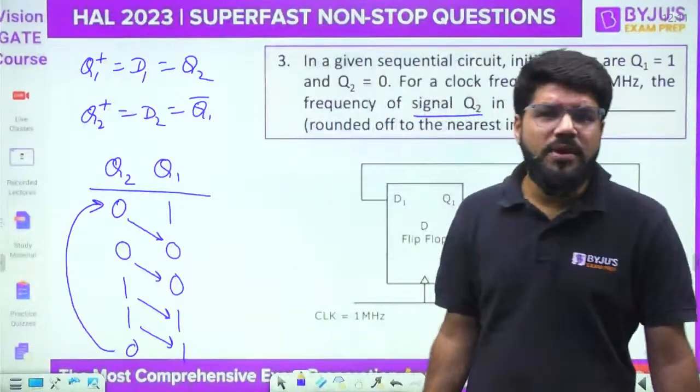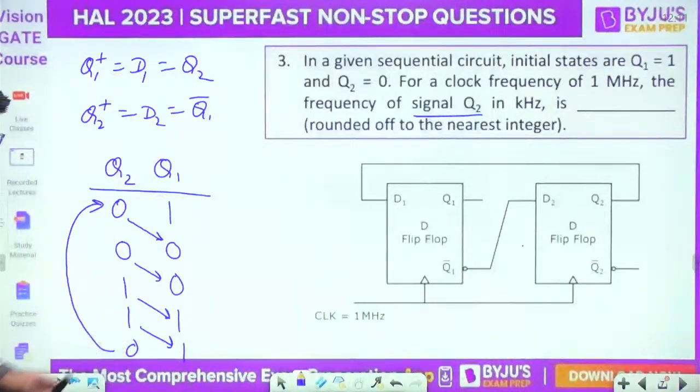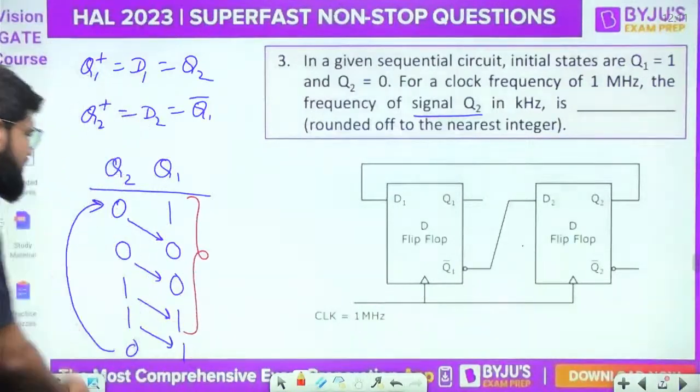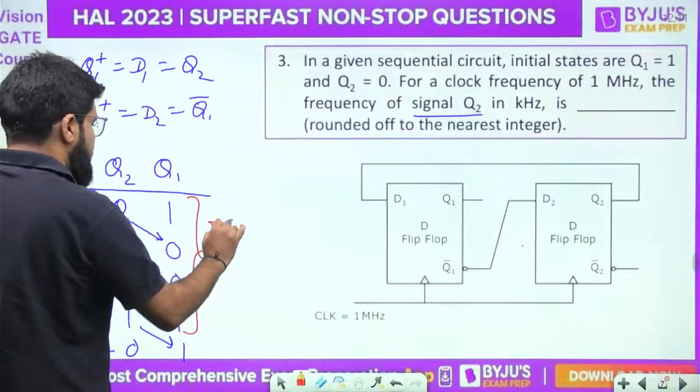All 4 states are counted, and then I repeat. Okay, so how many different states are available? 4 different states are available.